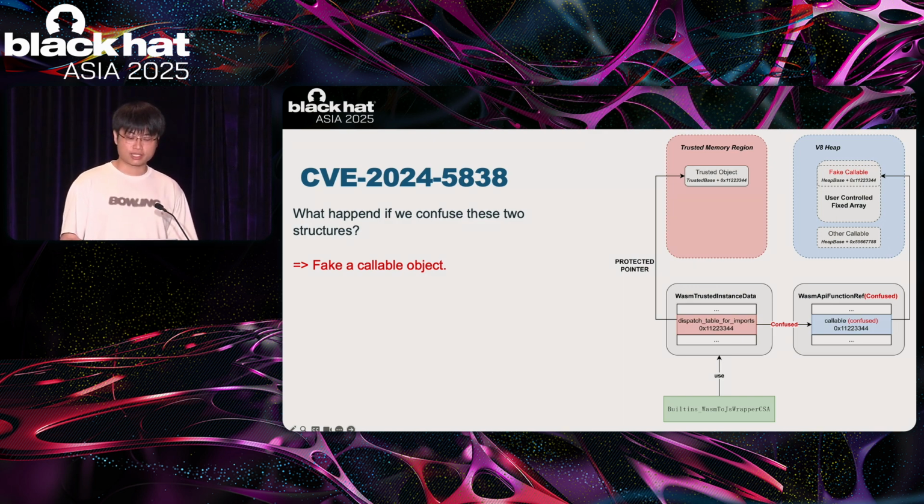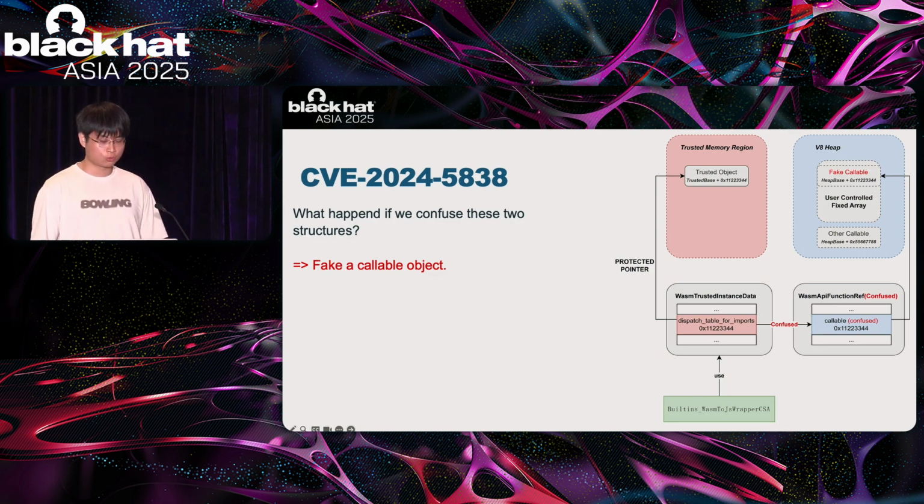As a result, we can construct a fake callable object within the V8 heap. With this fake callable object, we gain a powerful exploitation primitive. Since callable objects represent executable functions in JavaScript, controlling one allows us to manipulate execution flow, potentially leading to further exploitation.